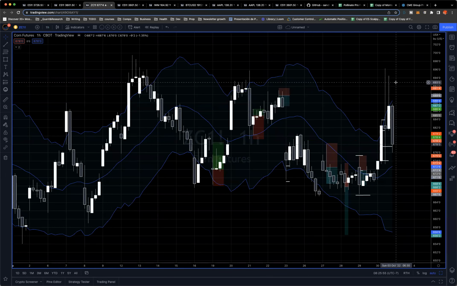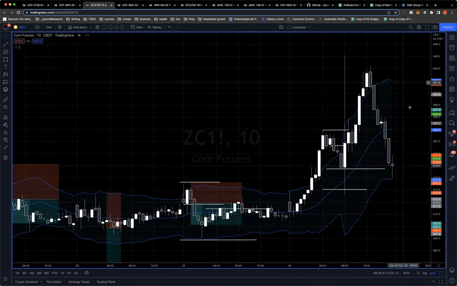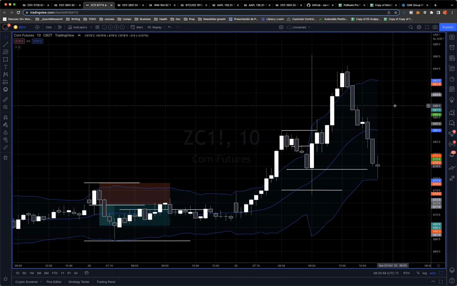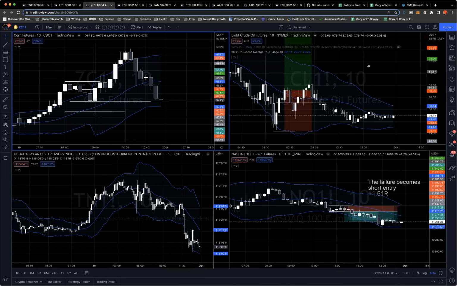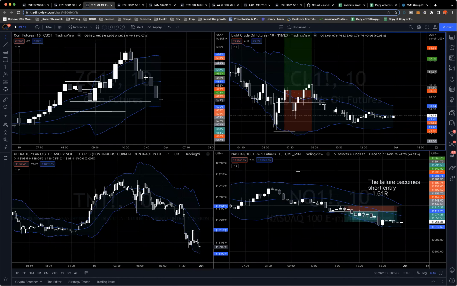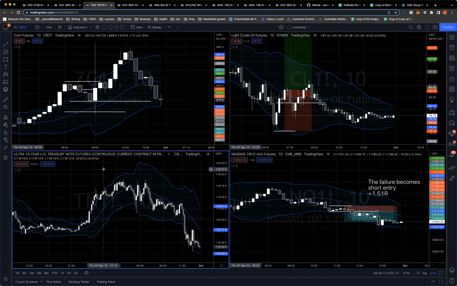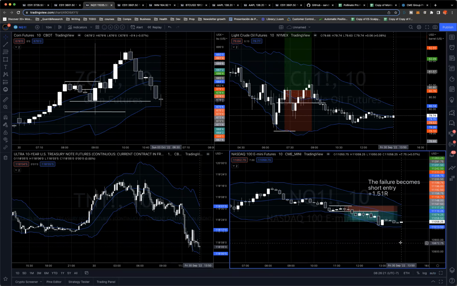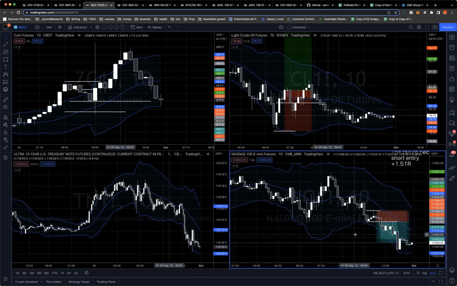For me and a lot of traders with me in the trading lab, we like to trade it on lower time frames so we can get those 4 to 5 trades per day, like we're doing here. As you can see my layout, I've got corn, I've got crude, I've got NASDAQ, and I've got ultra 10-year bonds. You can see we move from side to side on these things quite often.